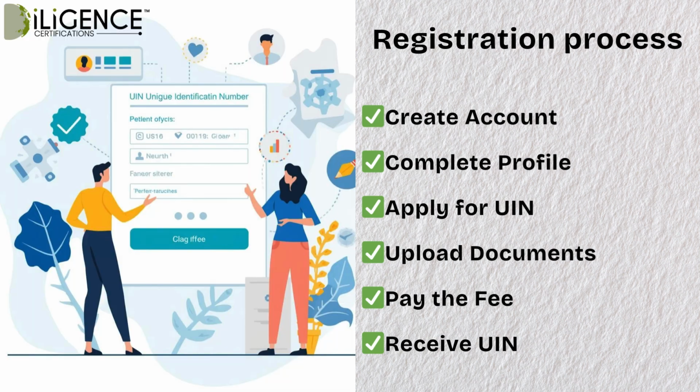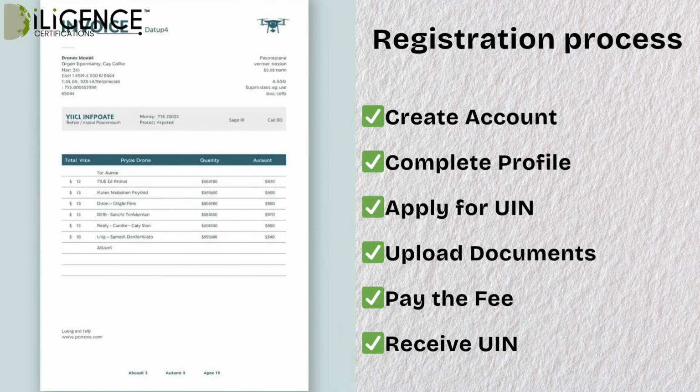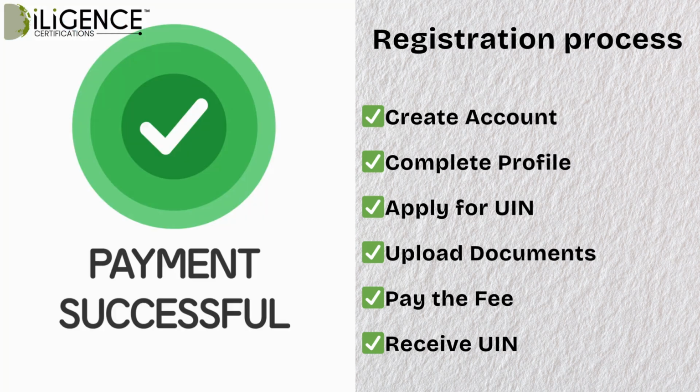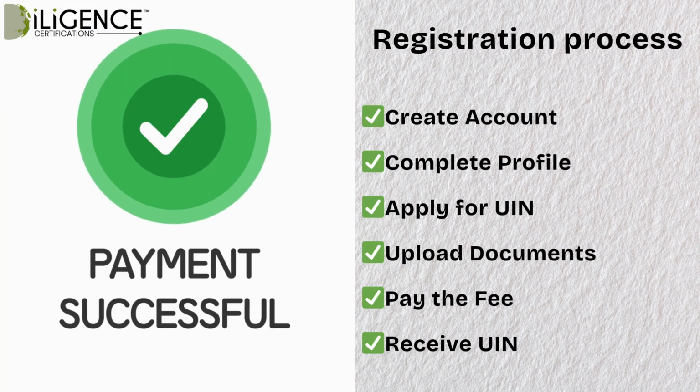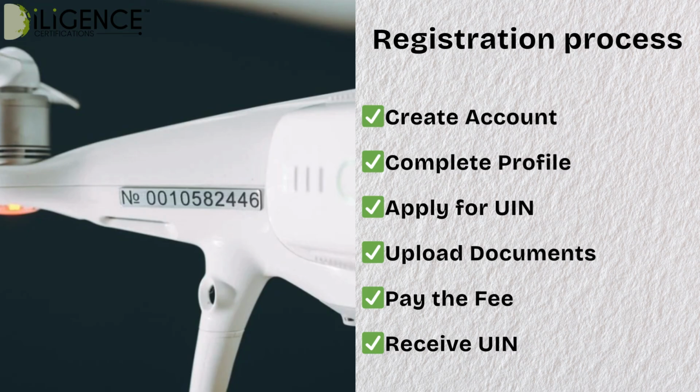Apply for UIN. Submit an application for a unique identification number for your drone. Upload the documents. Include documents like the drone's purchase invoice, proof of ownership, and a passport size photo. Pay the fee. A nominal fee of Rs 1000 is required for your UIN application. Receive UIN. Upon approval, you will receive a unique identification number which will be marked on your drone.